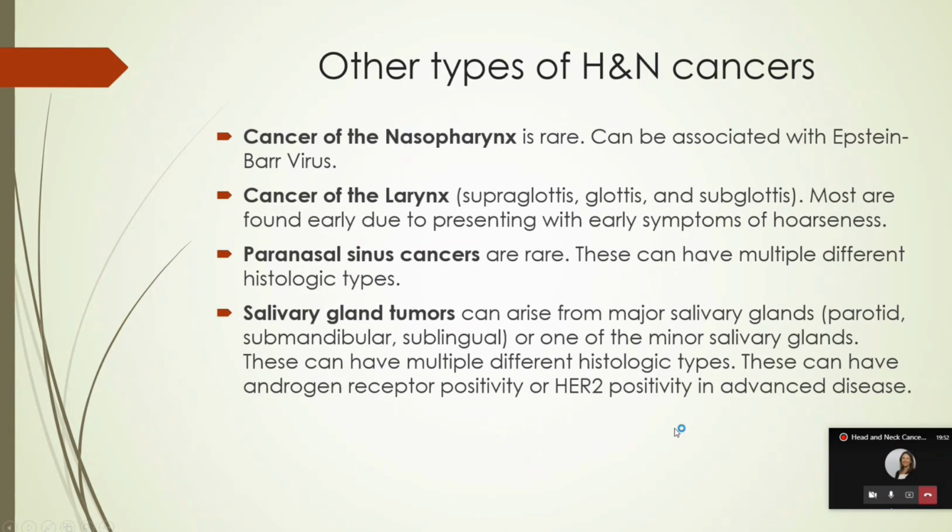So again, there's several other kinds of head and neck cancer. So cancers of the nasopharynx, which is back behind the nose, is fairly rare, and it can be associated with Epstein-Barr virus, which again is that mono virus. Cancer of the larynx, these are kind of just different locations, supraglottis, glottis, and subglottis, these are typically affecting the voice box. And so oftentimes these cancers are found fairly early because patients present with a hoarseness, a change in their voice, which is something that would be evaluated pretty quickly.